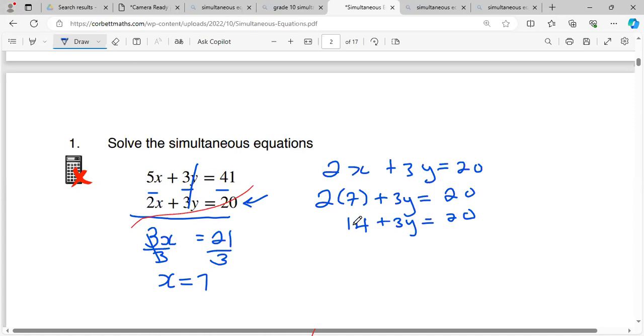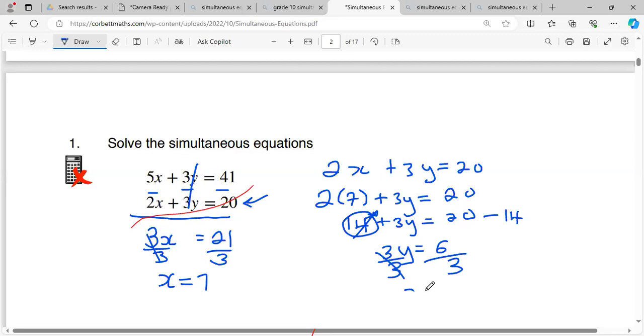So we know we have to take the inverse of positive 14. So minus 14 from both sides. When we minus 14 from here, that will be 0, right? So that's done. So now we have 3y equal to 20, take away 14, which is 6. And then we divide by 3. So y is 2.